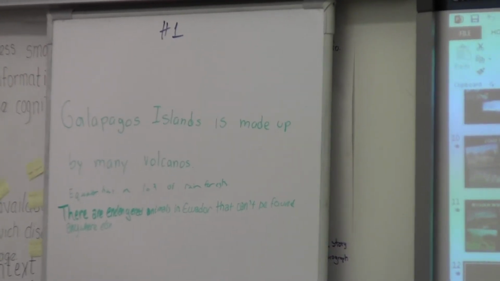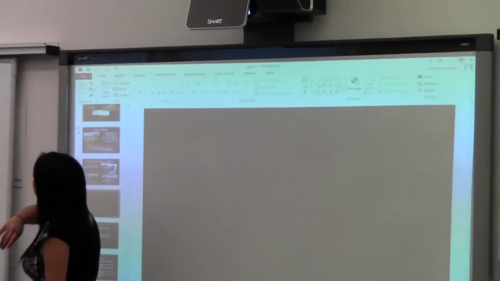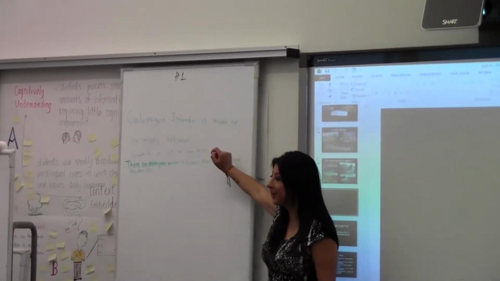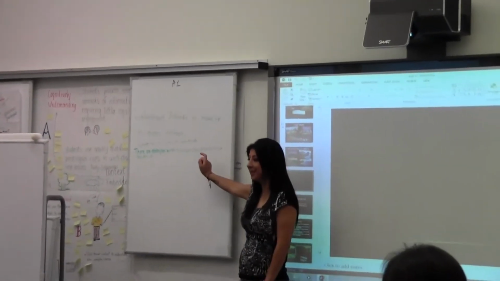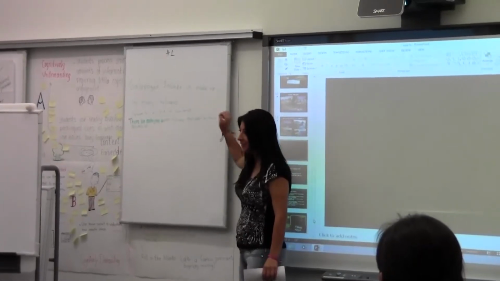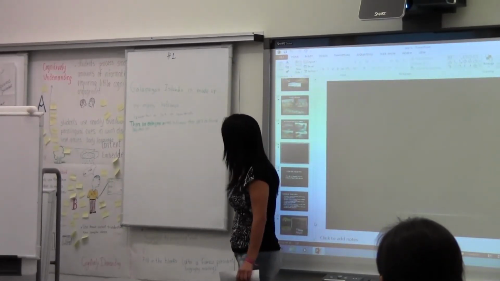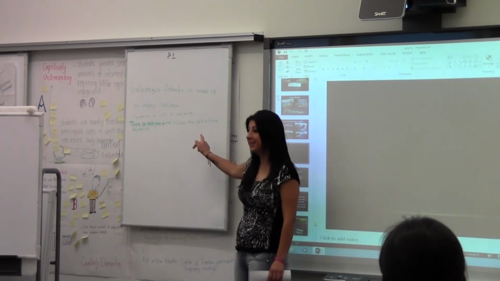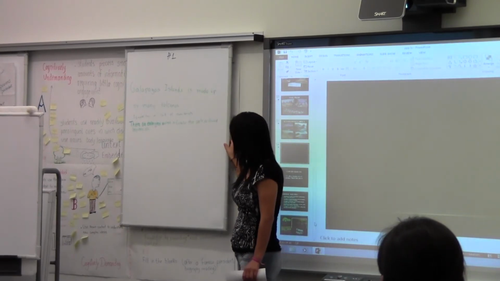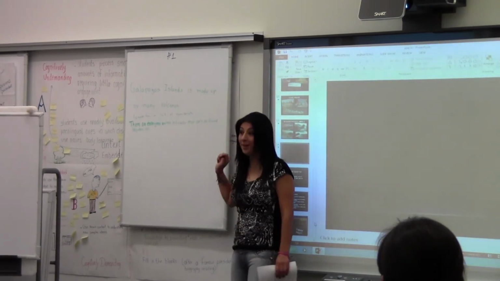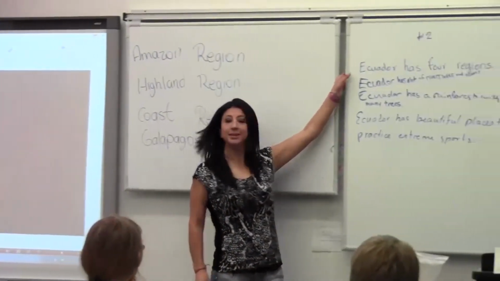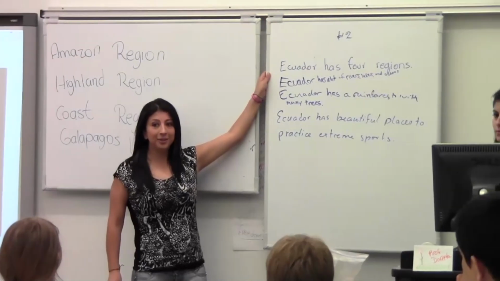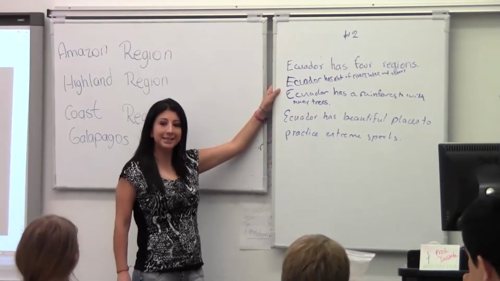Okay, very good. So now we have a lot of sentences about Ecuador. So let's read some of them. Here it says, read please, Jairo. Galapagos Island is made up of many volcanoes. Volcanoes. Okay, very good. Next, two sentences in this one. Ecuador has a rainforest. Okay, Ecuador has a lot of rainforest. Very good. There are endangered animals in Ecuador that can't be found anywhere else. Very good. Excellent. Now, here. This one. Ecuador has four regions. Four regions. Good. Next.